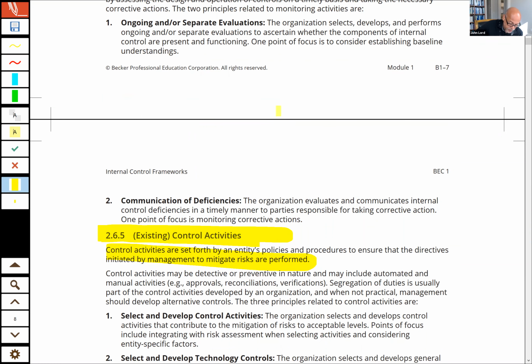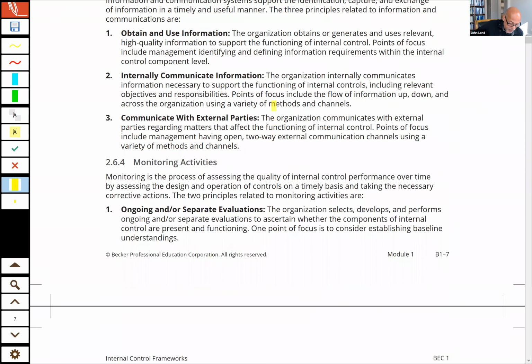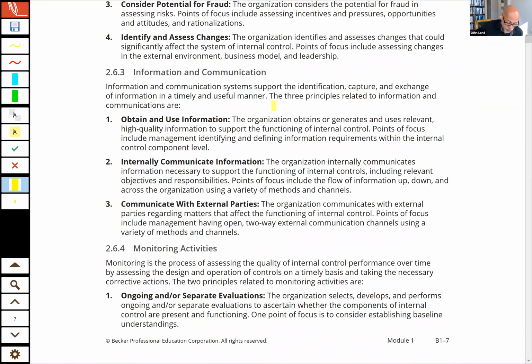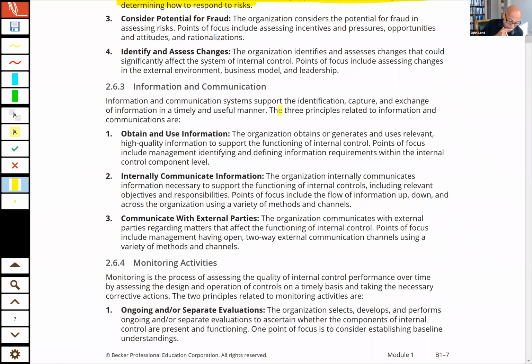Okay, good. Now you come over and you look now at information communication. In information communication, we have three principles: obtaining and using the information, internally communicating that information, and in some cases, communicating with external parties. And so if we're seeing some issues with our internal control, then what? We want to communicate what the responsibilities are. We could communicate that, and I'm writing in also, to our auditors.